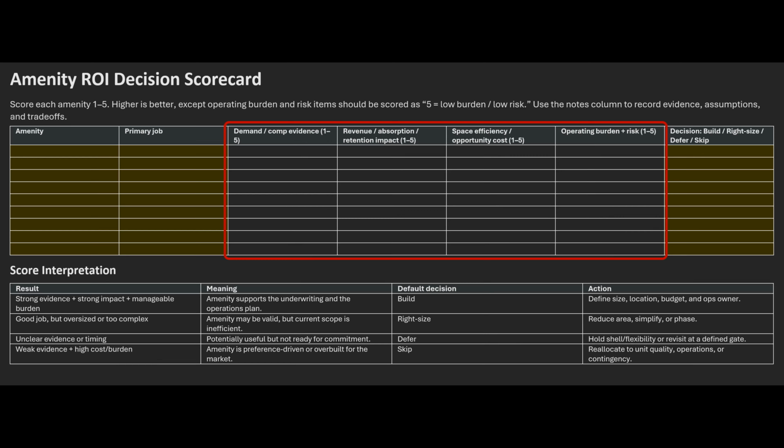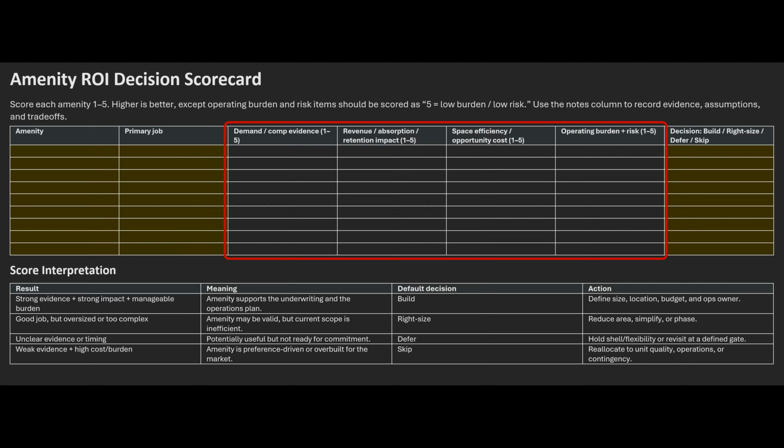And fourth is the operating burden and risk. Who staffs it? Who cleans it? Who maintains it? Does it create security or management issues? That fourth one gets ignored all too often. An amenity can look good in renderings and still be a bad operating decision.